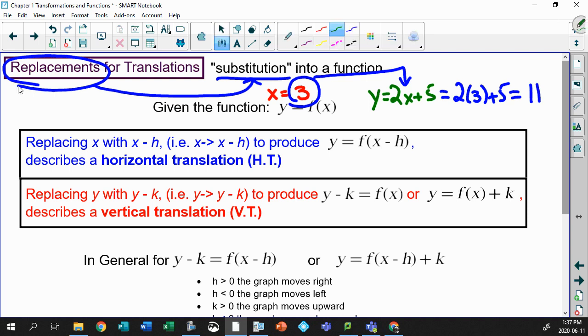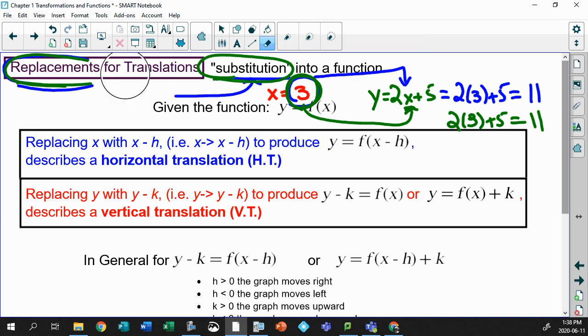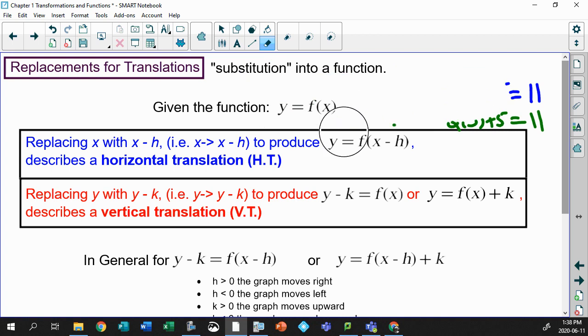But isn't it interesting that you took this 3 and you replaced x with 3? See what I mean? You could either use the word substitution or replacement. So if I replace this x with 3, don't I still get the same thing? Of course I do. Now, we're going to step this up a little bit. We're going to use this idea of replacements or substitution with functions. So take a look.